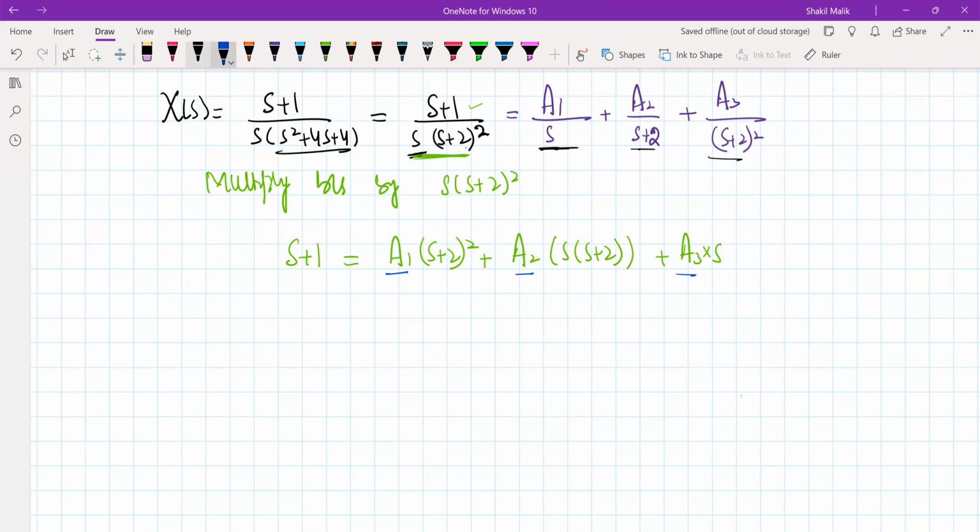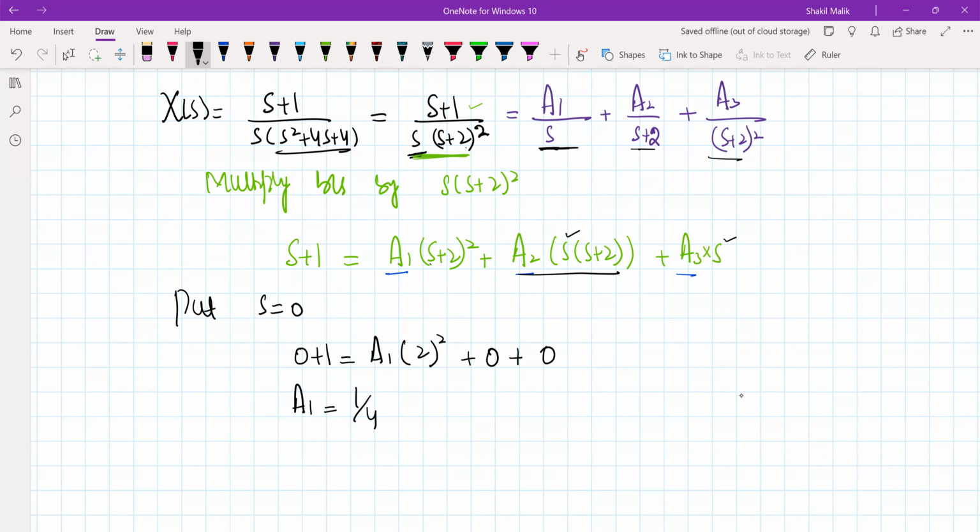So what we'll do first, we'll put s equal to 0. So if I put s equal to 0, this term is 0 because this has s here, this has s here. So that means this is 0 plus 1, that's equal to a1 into 2 square plus 0 plus 0, because it will be 0 plus 2 whole square. So that's 4. So that means a1 will be simply equal to 1 by 4.